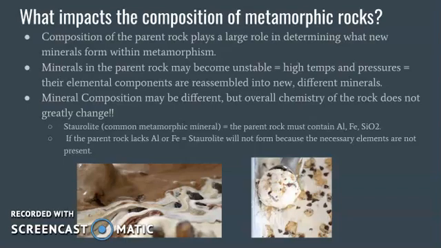So staurolite is a common metamorphic mineral. And in order to get staurolite, the parent rock must contain aluminum, iron, and silicon dioxide. If the parent rock lacks aluminum or iron, staurolite will not form because the necessary elements are not present. Or an easier way to think about this is cookie dough ice cream. If you have melted cookie dough ice cream and refreeze it, it must have cookie dough, chocolate chips, and vanilla ice cream. If it does not have the cookie dough, chocolate chips, or vanilla ice cream, then it will not be truly cookie dough ice cream.